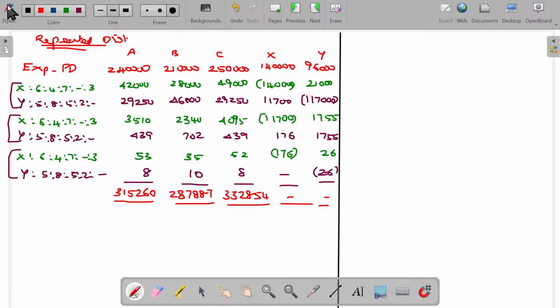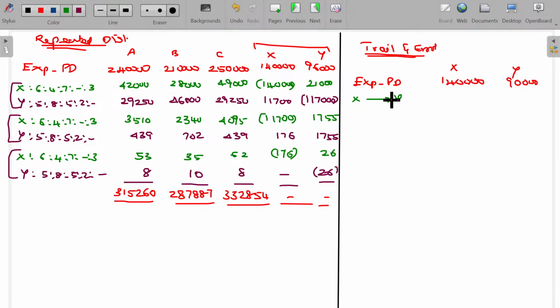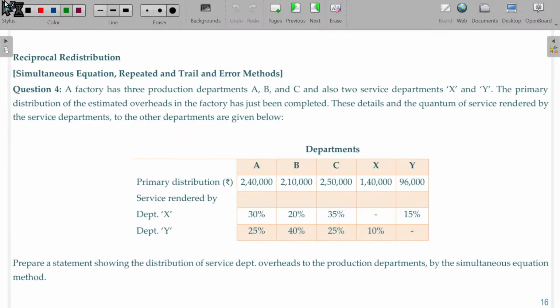Now, trial and error method. Under trial and error method, I calculate only the last two columns, X and Y. Expenses as per the primary distribution being 1,40,000 and 96,000. Now from X to Y, how much fund is transferred? The percentages being 15 and 10.